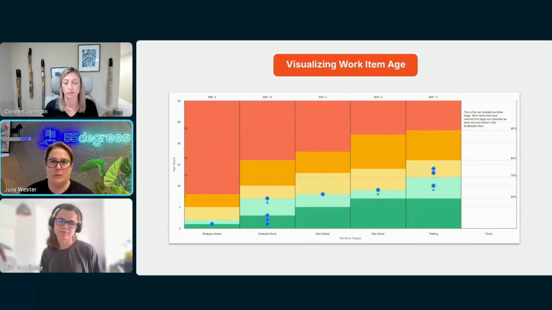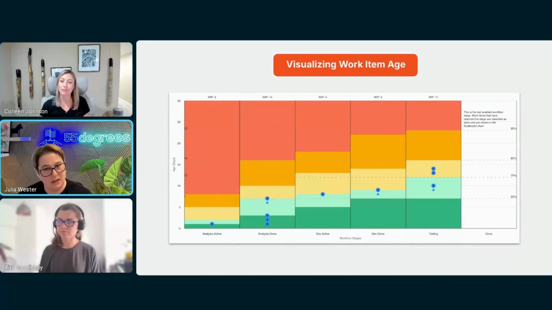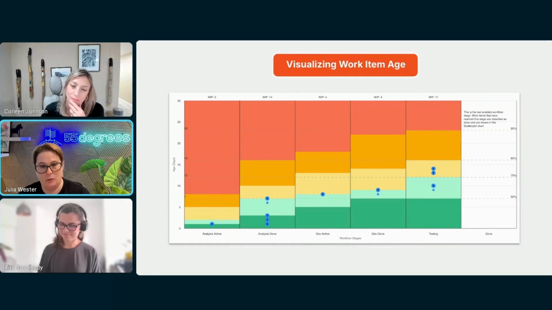And so if something is older than you think it should be, or sitting in a particular column longer than it should be, then these are signals for you all to maybe prioritize them and work on them. Now, how old is too old, right? We don't really know that answer right away. When should we react to the age of a work item?